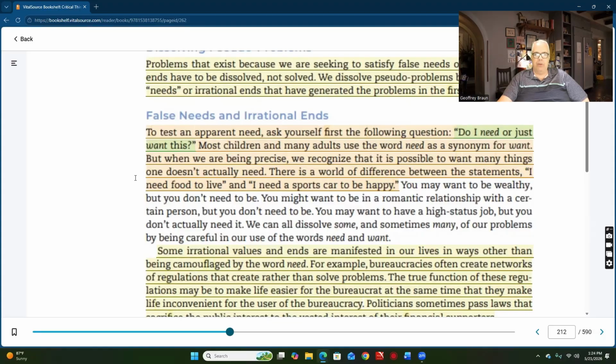Most children and many adults use the word need as a synonym for want, but when we are being precise, we recognize that it's impossible to want many things one doesn't actually need. There is a world of difference between the statement, I need food to live, and I need a sports car to be happy, right? And that's a great example of thought that way.